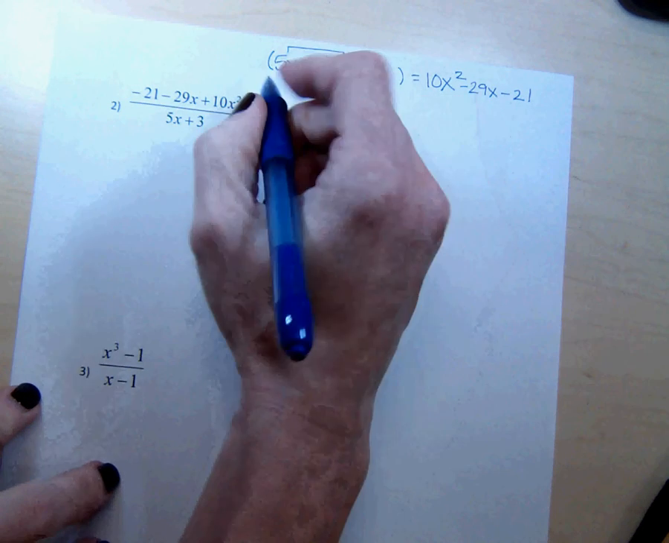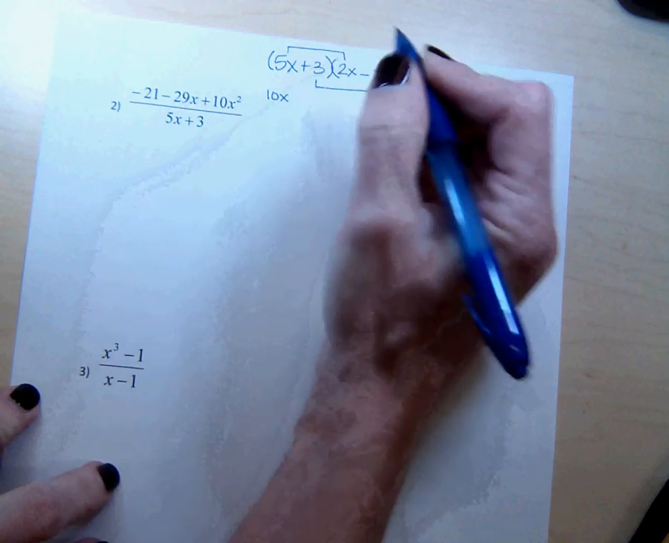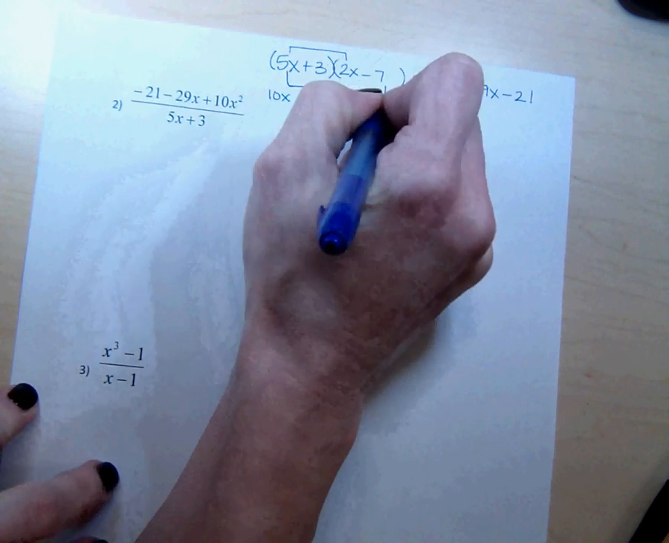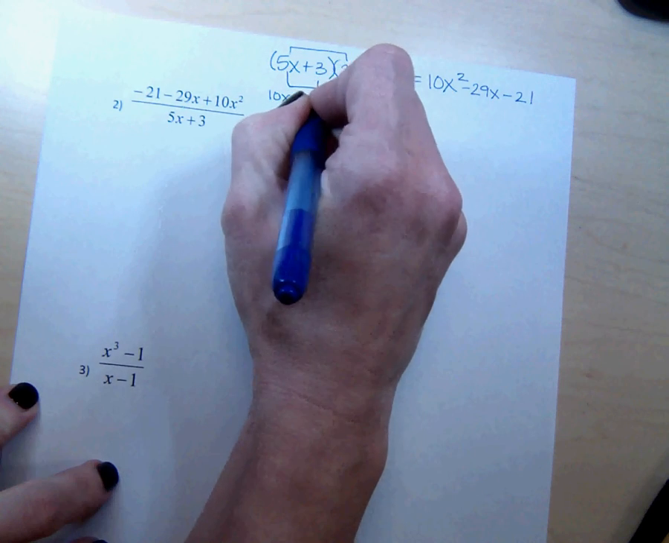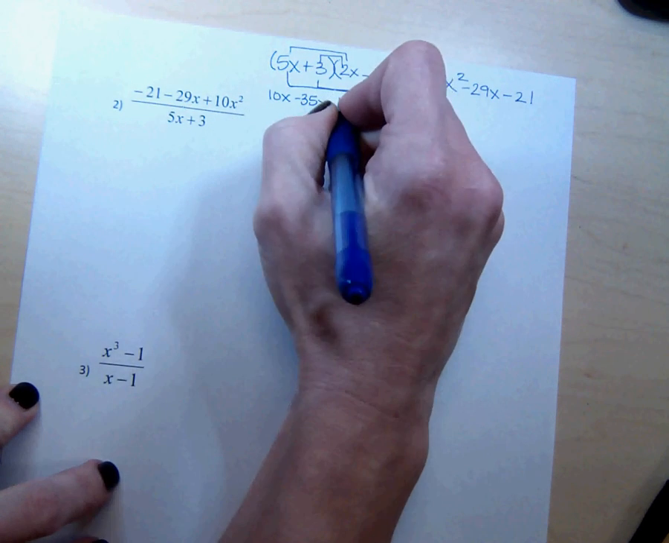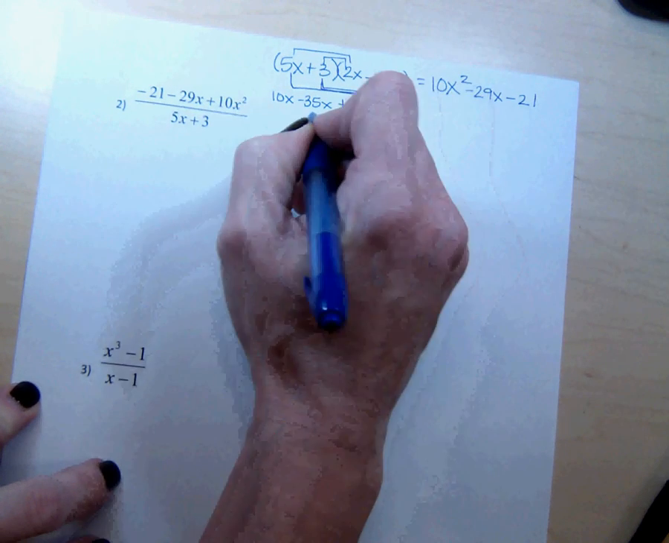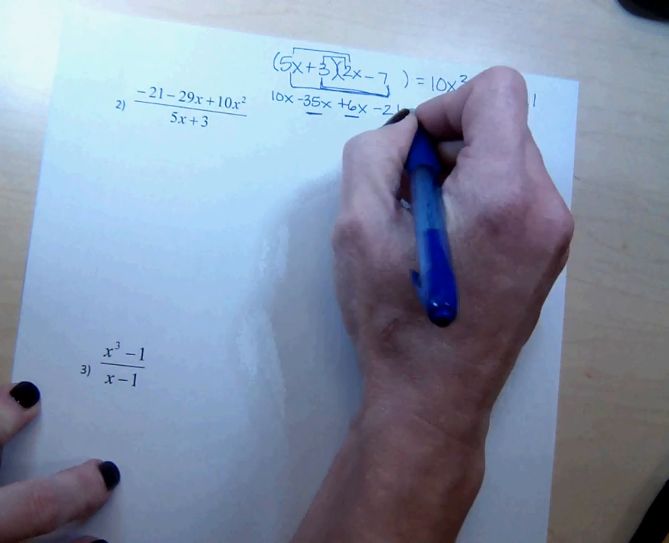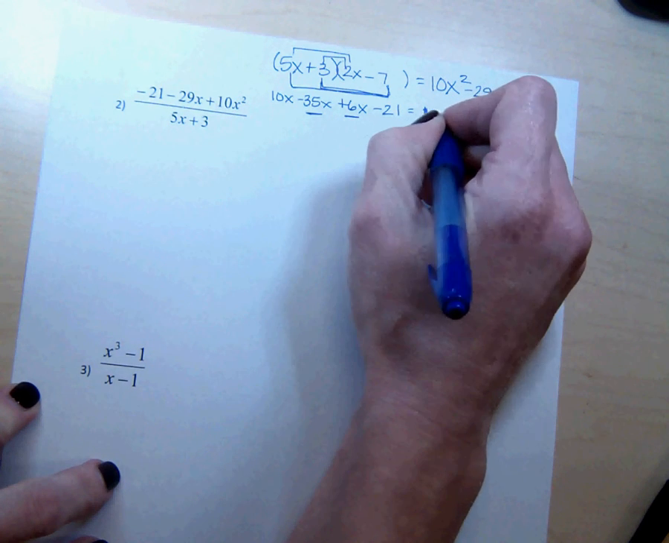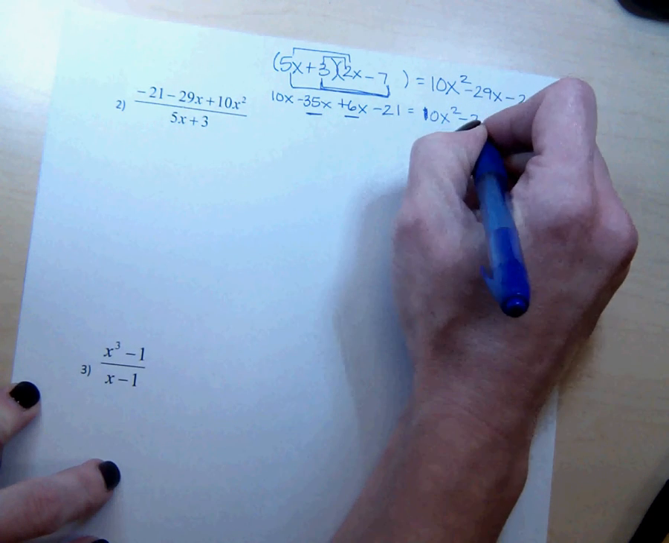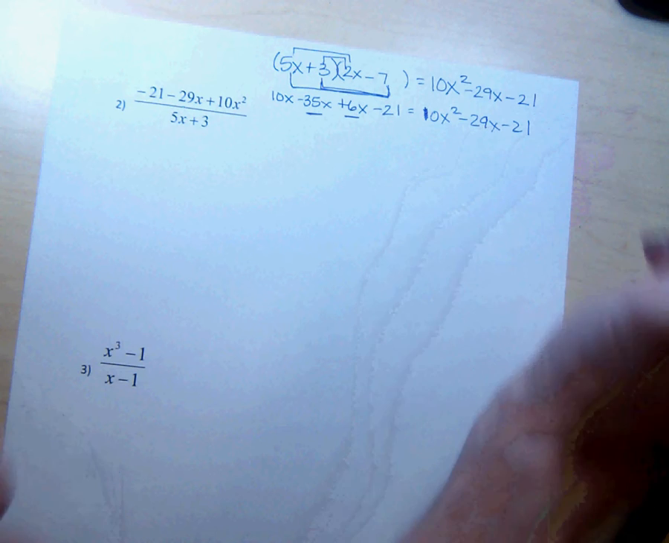So 5x times 2x, there's my 10x squared. On my outside, I'm going to get minus 35x. On the inside, I get plus 6x. And then my last two, there's the minus 21. And there's my minus 29x in the middle.